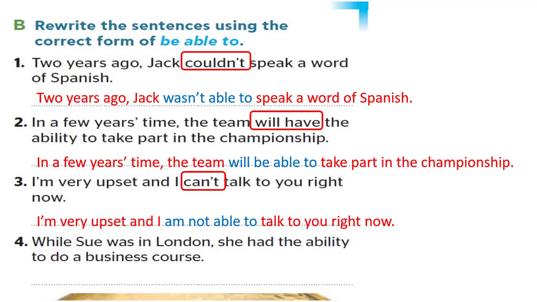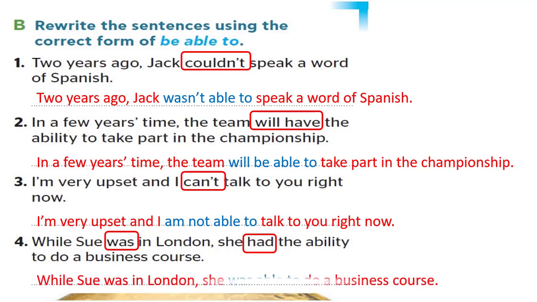4. While Sue was in London, she had the ability to do business course. So pay attention to was and had. So it's past. The answer will be while Sue was in London, she was able to do a business course.